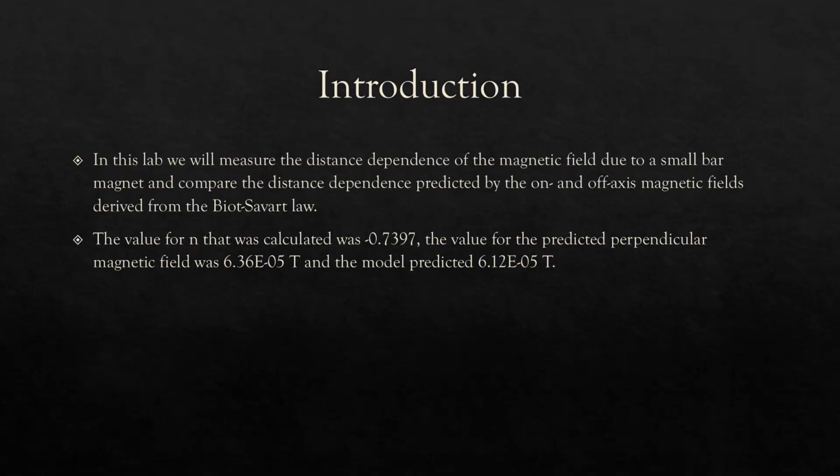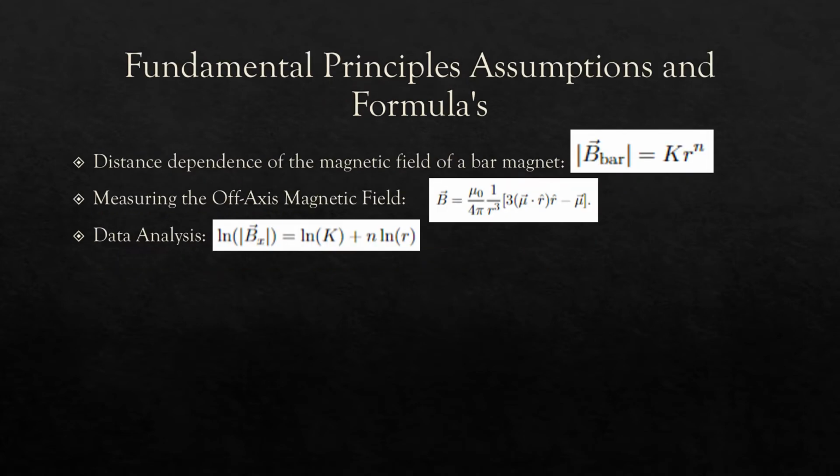Introduction. In this lab, we will measure the distance dependence of the magnetic field due to a small bar magnet, and compare the distance dependence predicted by the on and off axis magnetic fields derived from the physics law. The value for n that was calculated was negative 0.7397. The value for the predicted perpendicular magnetic field was 6.36 times 10 to the negative 5 Tesla, and then the model predicted 6.12 times 10 to the negative 5 Teslas.